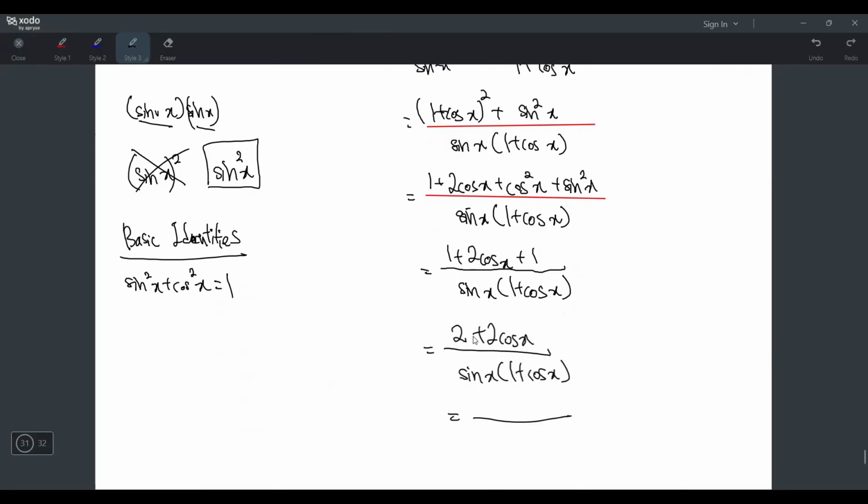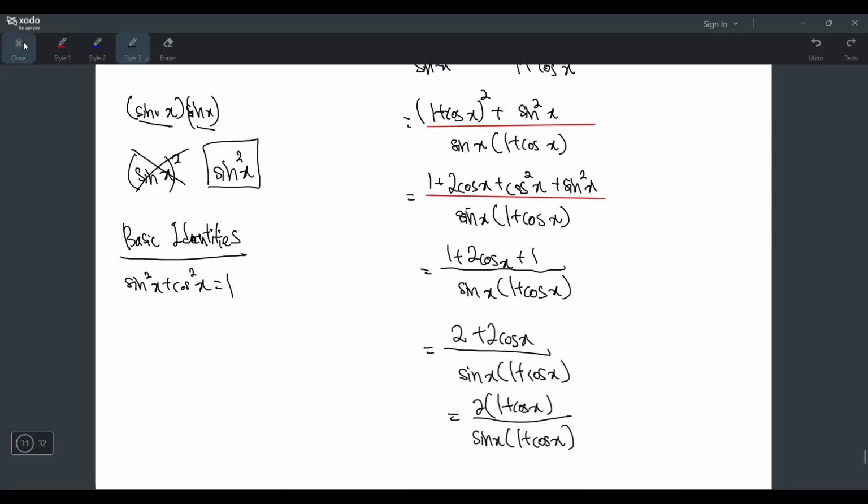And then I factorize out the 2. The reason is that when I factorize out the 2, I will be left with 1 plus cos x, because 2 divided by 2 is 1, and 2 cos x divided by 2 is just cos x. If you're not sure, you can try to expand this, and if you expand, you get back the one above, right? That's how you know it's correct. Okay, over sine x and then bracket 1 plus cos x. And as you can see, we can cut.